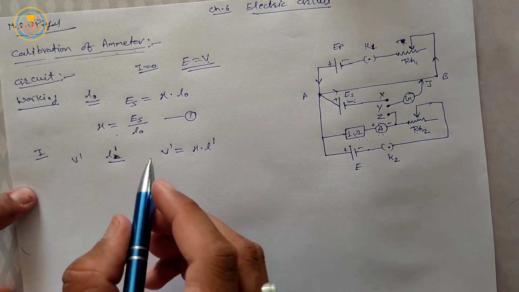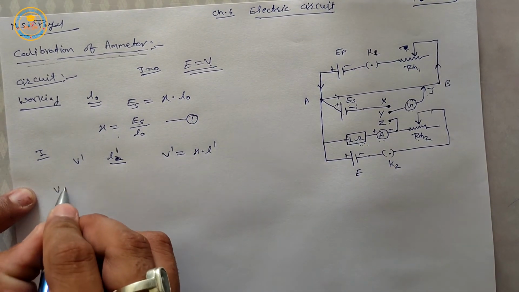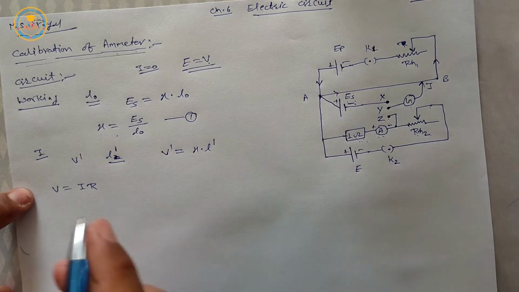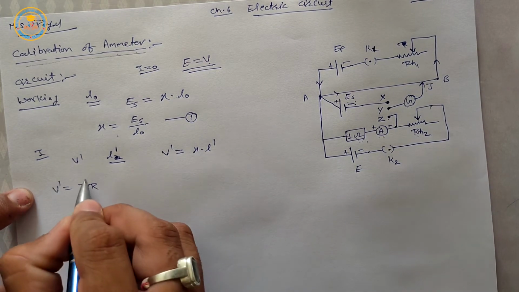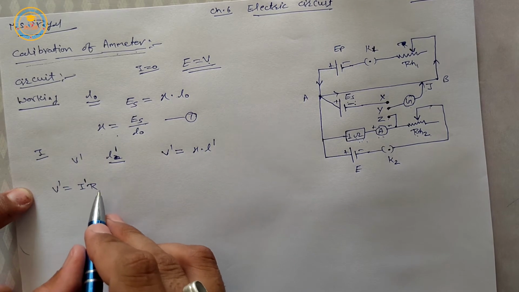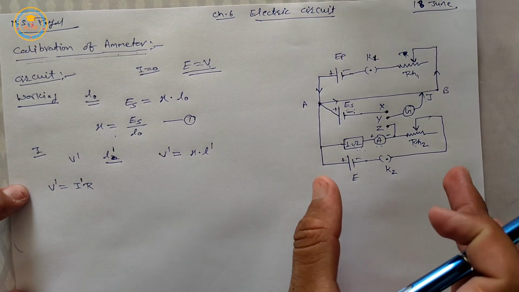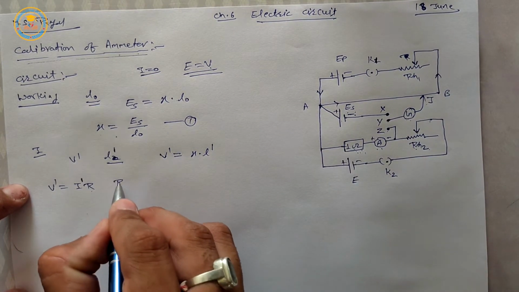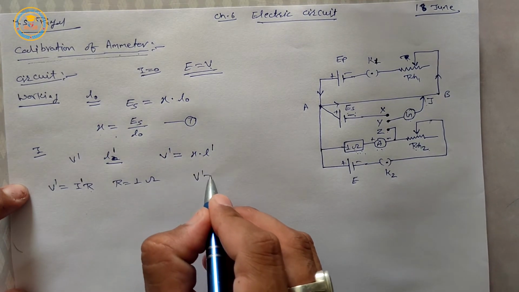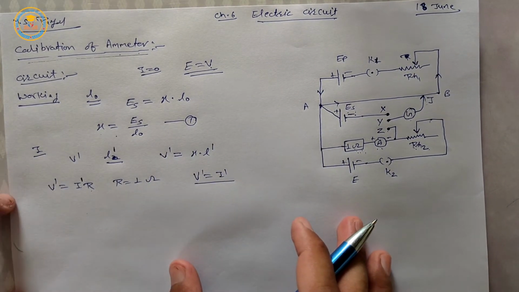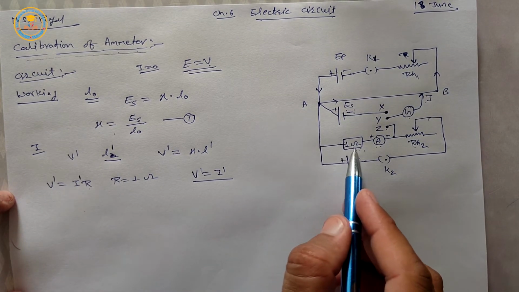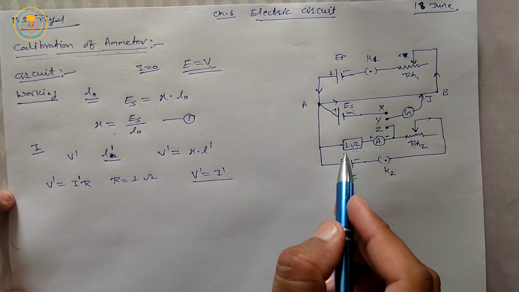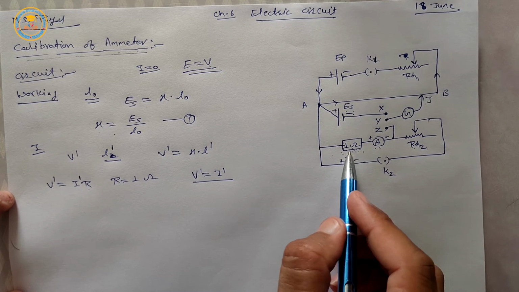Now we know Ohm's law, V is equal to IR. Here V is equal to V dash and I is equal to I dash, where I dash is the value of current obtained by this potentiometer. So V dash is equal to I dash R. But here R is equal to 1 ohm, so V dash is equal to I dash. Then the current flowing through this 1 ohm resistance is equal to the potential difference across the ends of the 1 ohm.